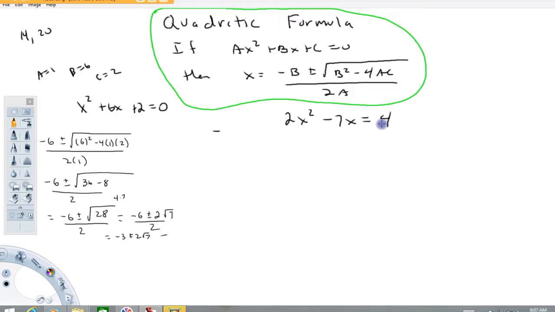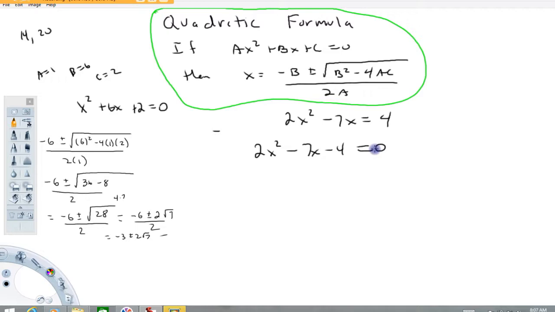All right, so this one has a little bit of preliminary work to do. Not a ton, but a little. You always want this to read equals 0 when you apply the quadratic formula. So the first step is going to be to subtract 4 from both sides. So this is going to read 2x squared minus 7x minus 4 equals 0.